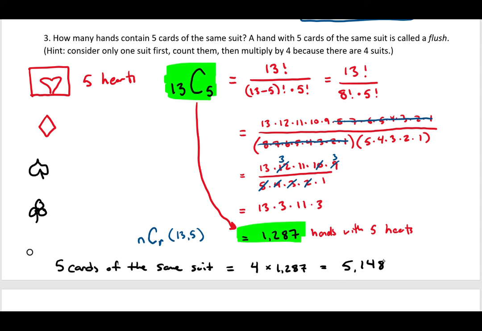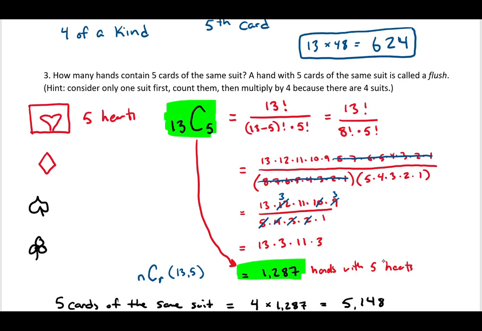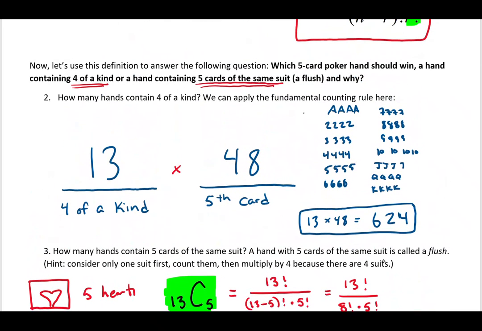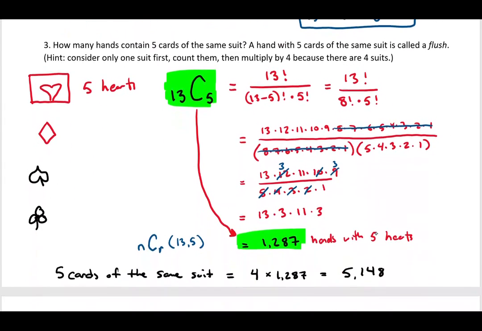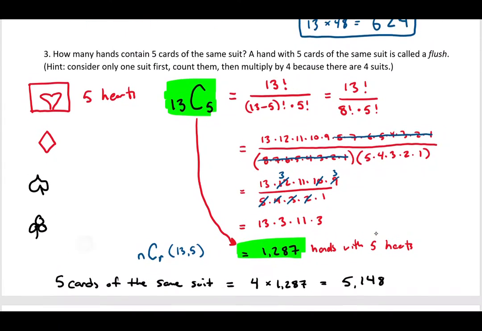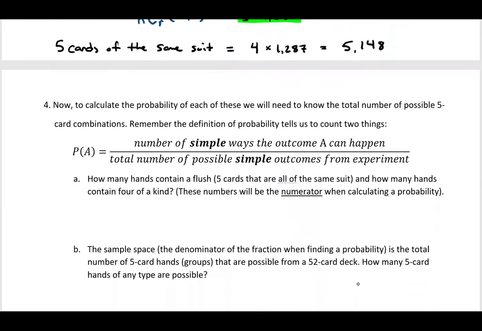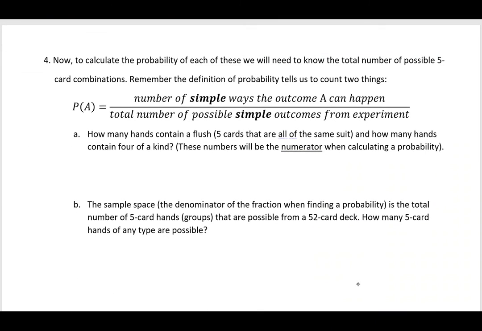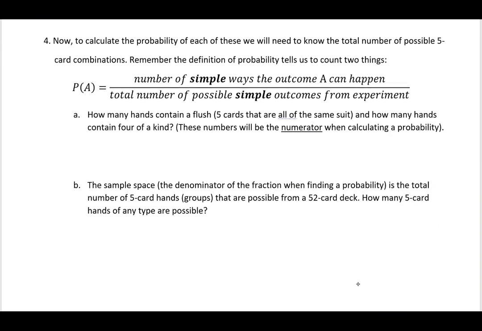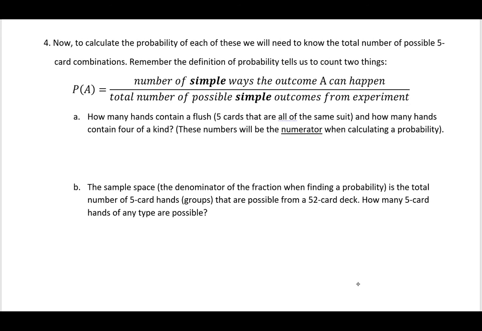Okay, so what have we seen so far? Well, we've counted the number of ways you could have 4 of a kind. That's 624. We've counted the number of ways you could have a flush, or 5 cards of the same suit. That's 5,148. So let's copy those answers down because now we're going to work with them. So now let's look at the probabilities. What is the probability of each one of these hands? Well, most of the work is done already.